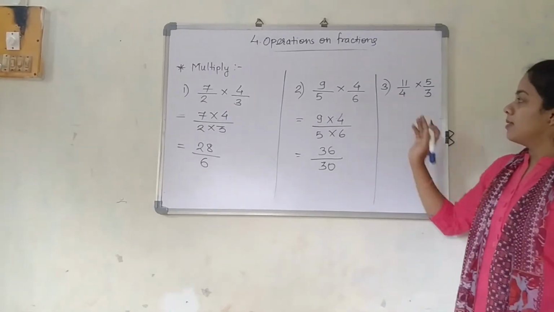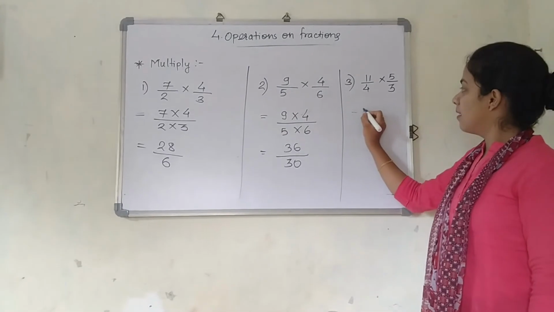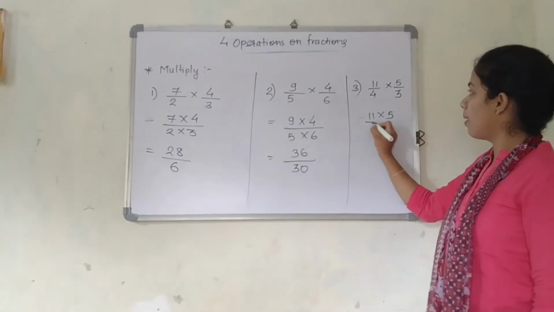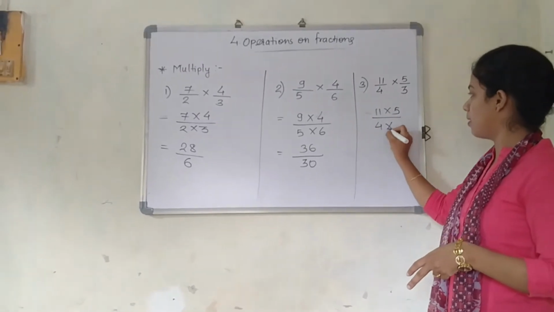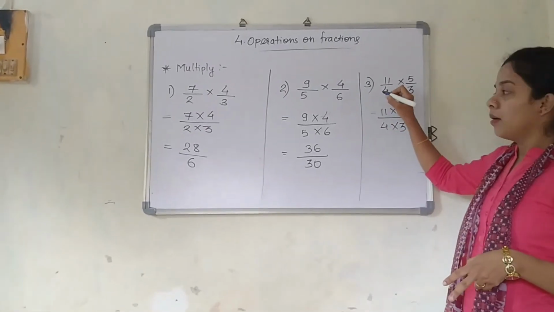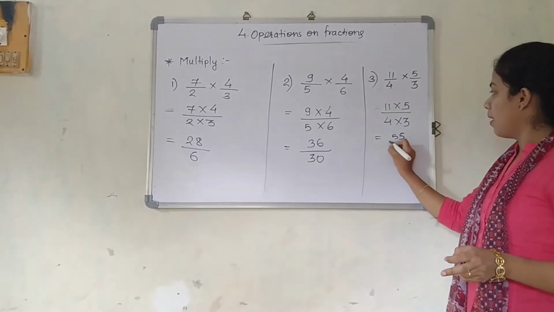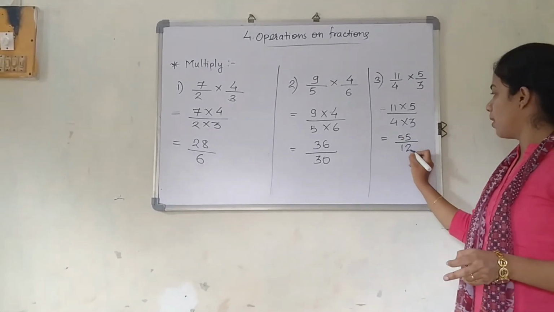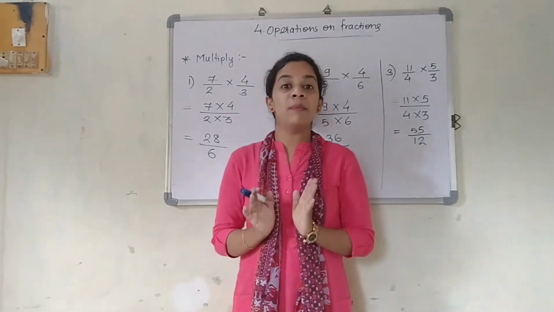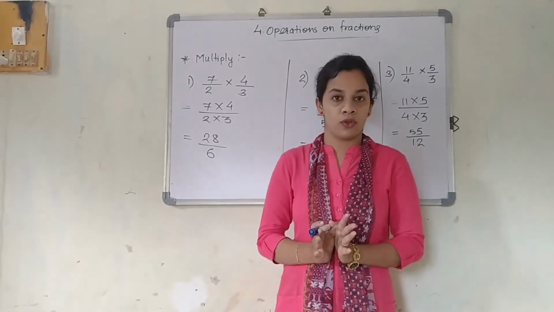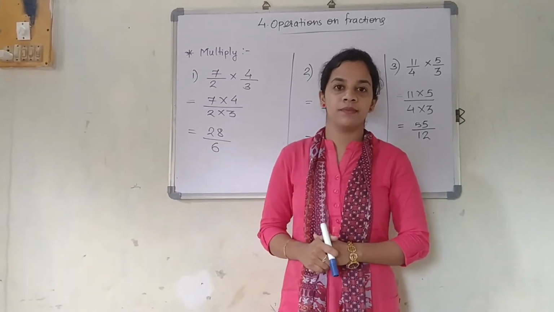Okay. Next one is 11 upon 4 into 5 upon 3. So 11 into 5. Why? Because numerator into numerator I have told, and denominator with denominator, 4 into 3. Why into? Because your multiplication is present. 11 into 5 is 55 and 4 into 3 is 12. So the answer is 55 upon 12. So I hope you have understood the multiplication of fractions, what actually it is. Okay. So we will now see the division of fractions.